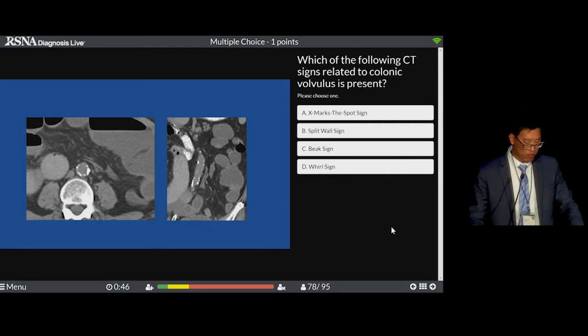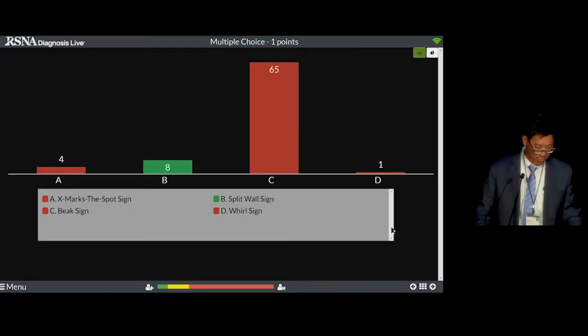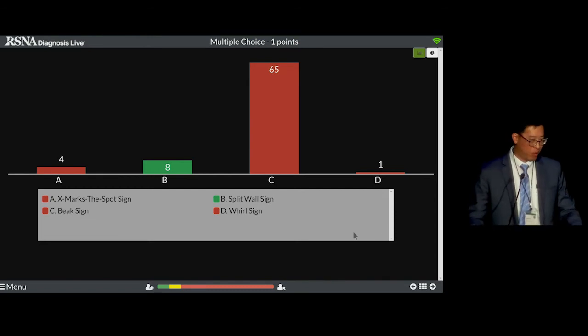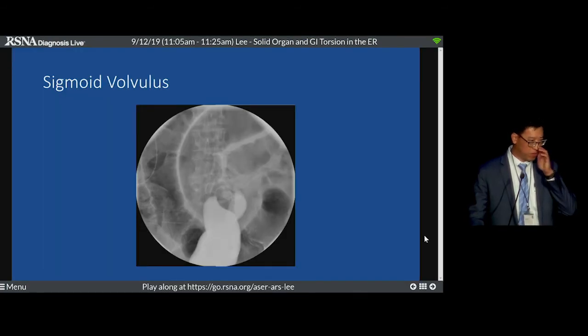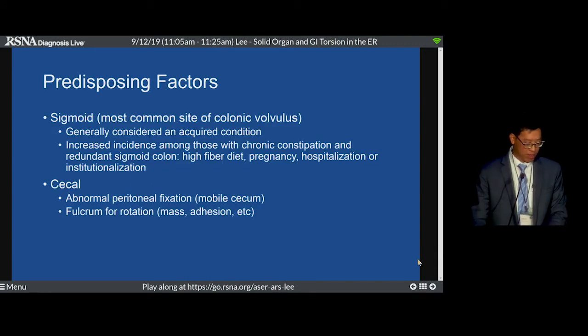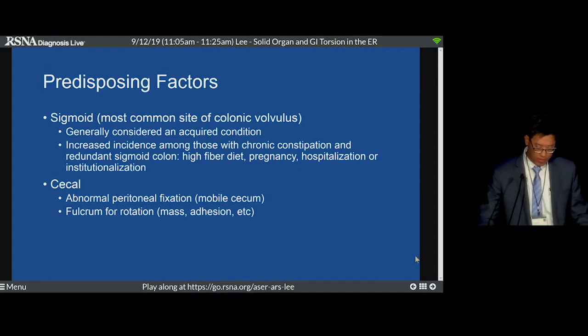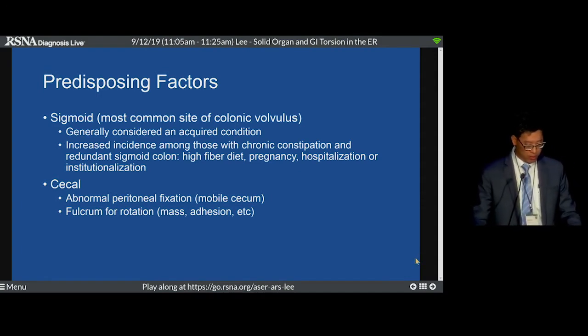All right, good. I couldn't give all easy questions. So this is actually the split wall sign, and we'll get to the explanation of that in a few slides. Of course, this is a sigmoid volvulus, and we can see the classic beak sign on this therapeutic water-soluble enema. And the predisposing factors for sigmoid volvulus, like I previously mentioned, are generally thought to be acquired, associated with conditions that enlarge or dilate the sigmoid colon.